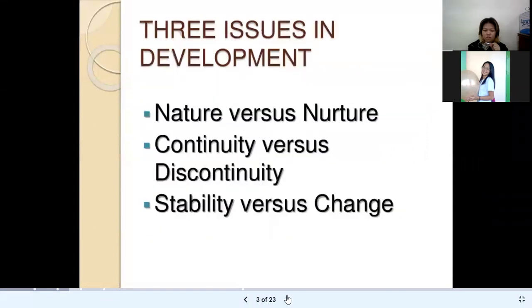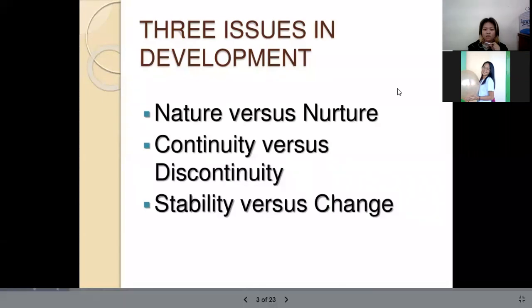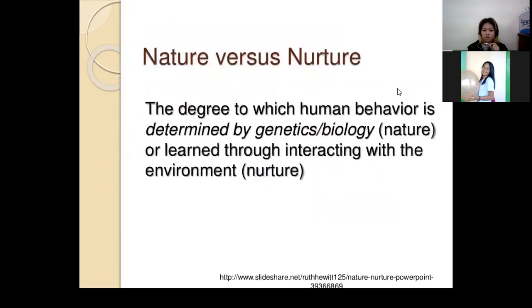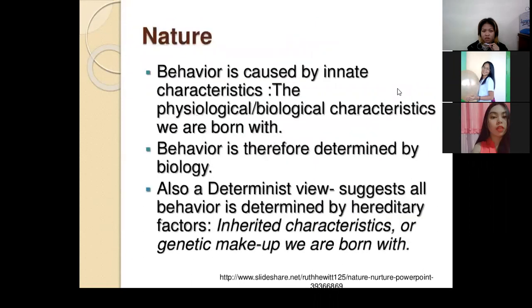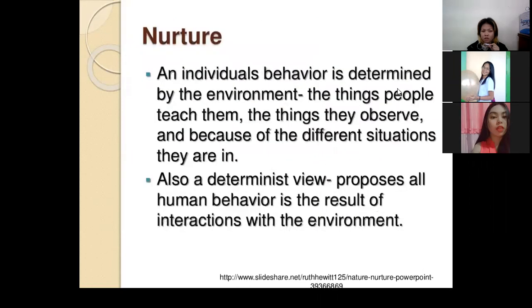As I repeat, nature talks about the hereditary aspect of the characteristics or traits of a child. So anything that a child has genetically inherited from the parents, those are nature, meaning innate. While nurture believes that some of the traits or characteristics of a child are molded or created based on the surrounding environment, the external aspect of a child.